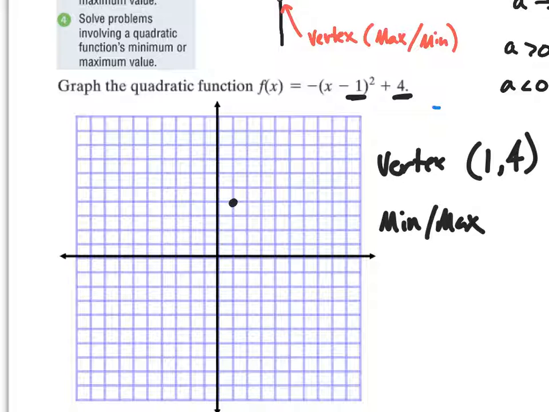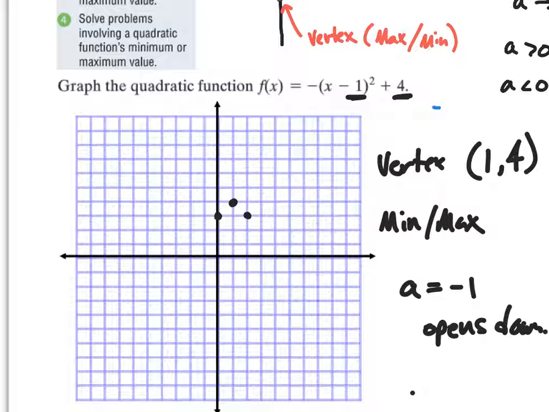Okay, and then my a value, a is equal to -1. Okay, so therefore, that's going to make sure my graph opens down. All right. And so what I know is I'm going to have these points here, and then it's actually going to cross the x-axis here and here. And I'm going to have a graph that looks like this.